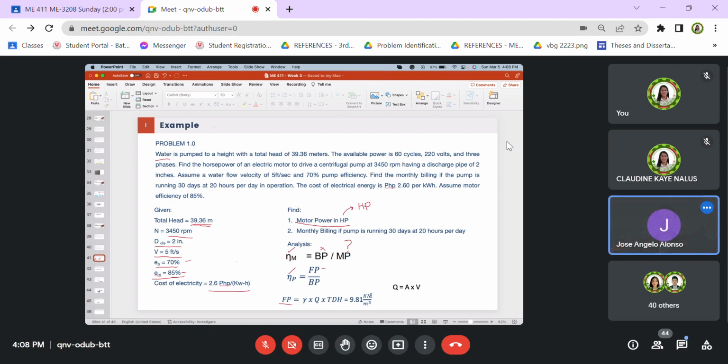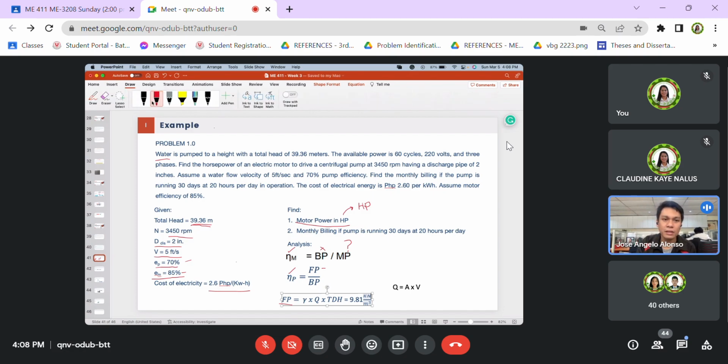Volume flow rate, however, hindi binigay si volume flow rate, pero binigay naman si velocity together with the diameter ng ating discharge flange or discharge. So we need to convert it into volume flow rate by using this equation. Q is equivalent to area multiplied by the velocity. So first, let's determine the area by using the equation ng ating circle, which is pi d squared over 4.